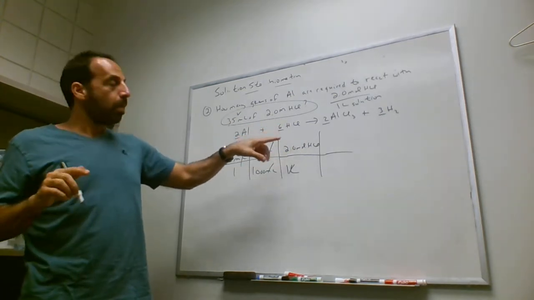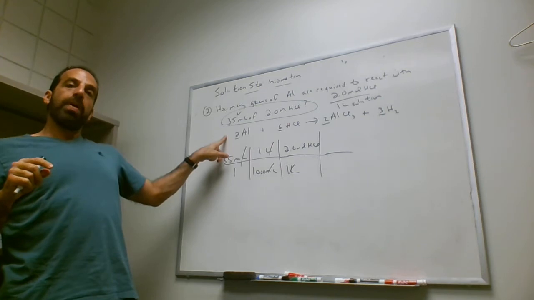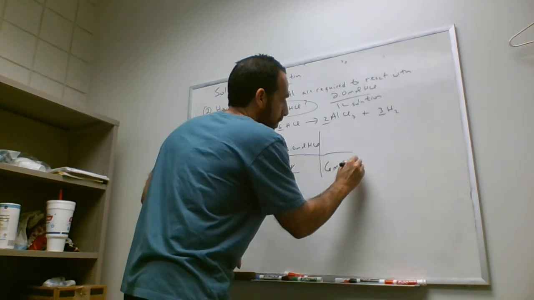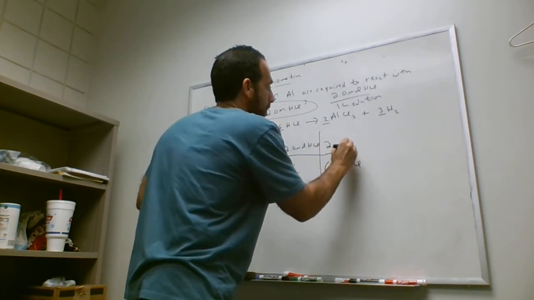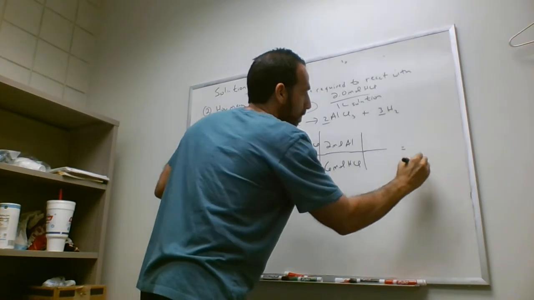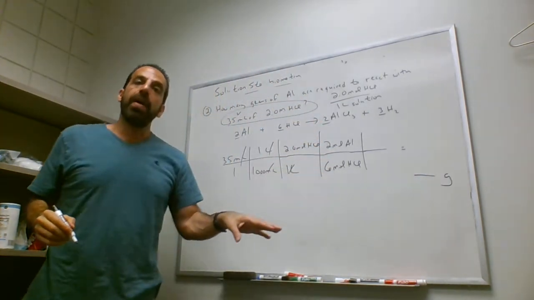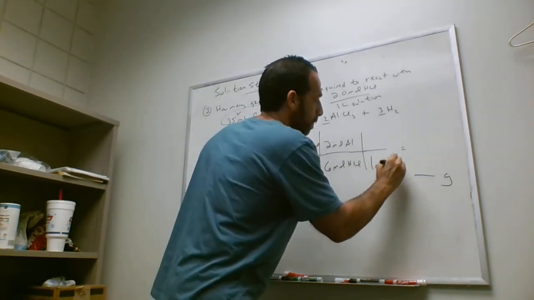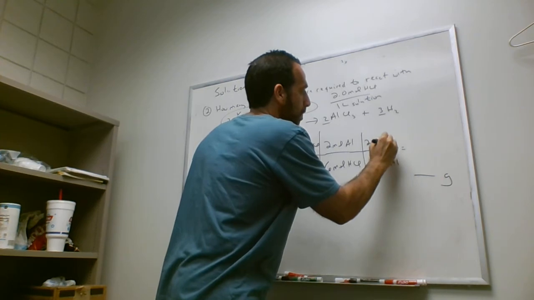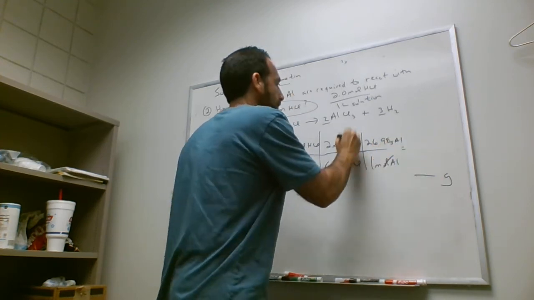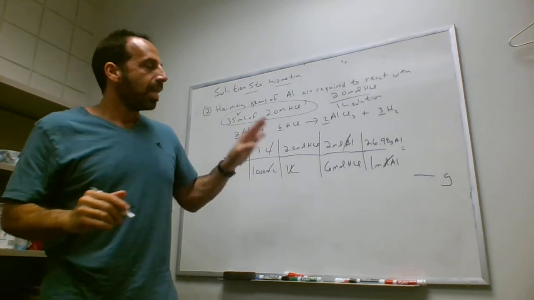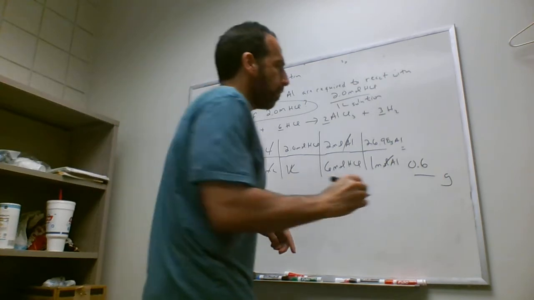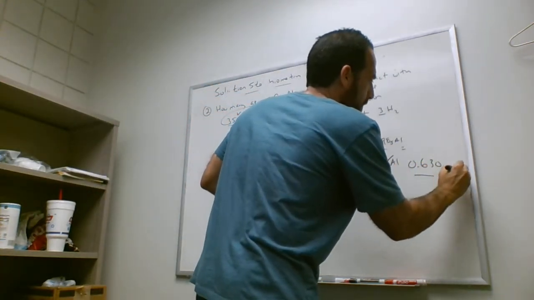Now I'm going to use my mole ratio. 6 moles of HCl is going to react with 2 moles of Al. I need to get grams of aluminum. Well, I'm just going to use the molar mass. 1 mole of aluminum is 26.98 grams of aluminum. You're going to end up with, I think I worked it out, 0.630 grams of aluminum.